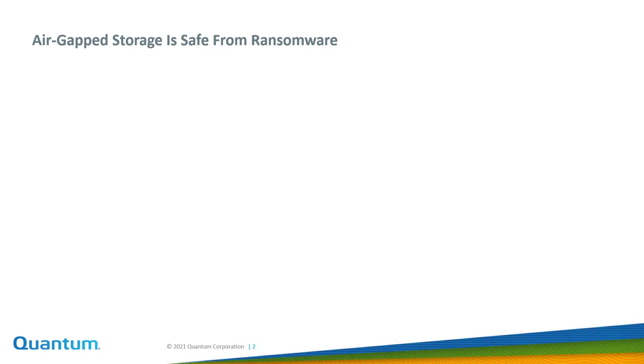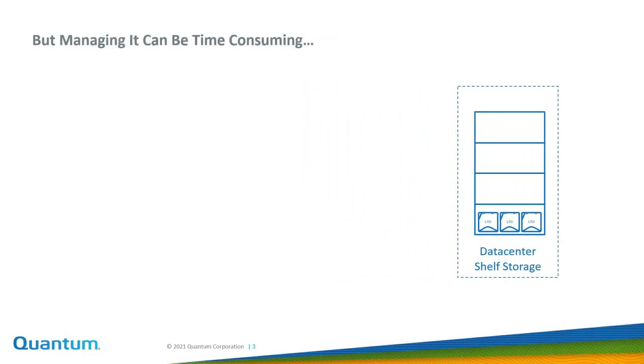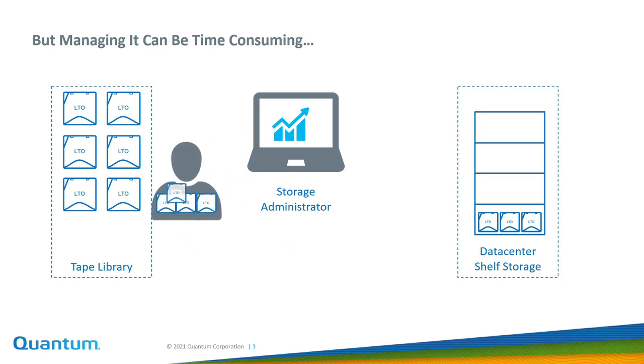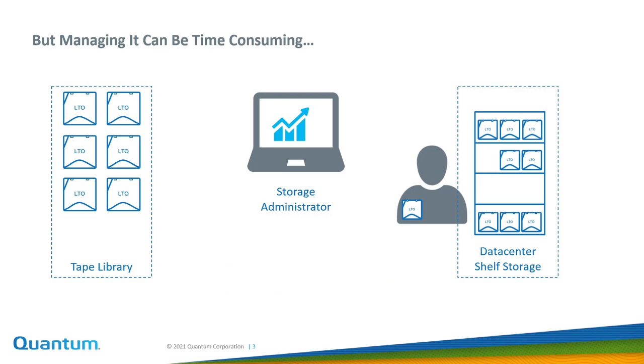The key to thwarting ransomware is keeping a copy of data that is not accessible by a remote attacker, sometimes called air-gapped. The classic example of air-gapped storage is a tape sitting on a shelf in the data center. The problem with shelf-based storage is that it takes administrator effort to physically move tapes from the tape library to the shelf and back. Manual filing takes time, is error-prone, and tapes can be damaged if they are dropped. It's all very inconvenient and risky.